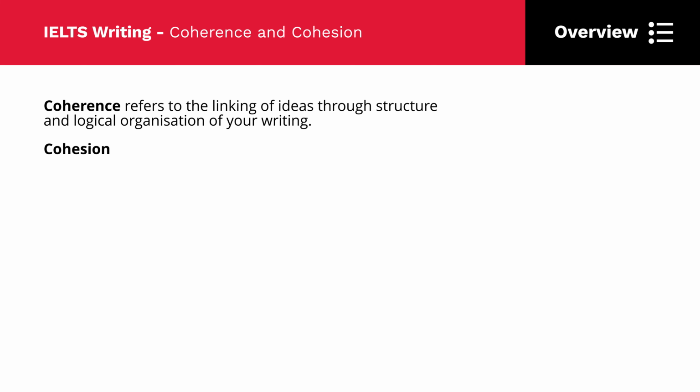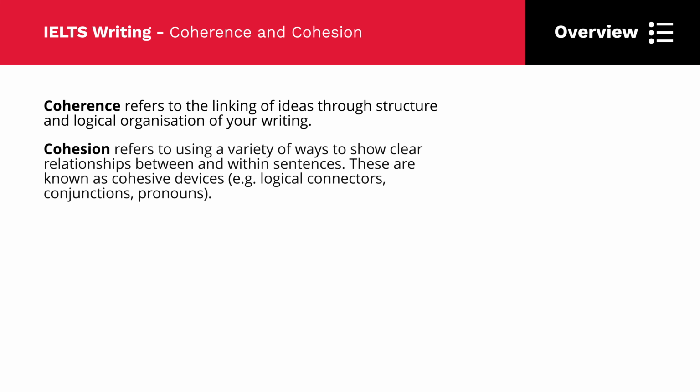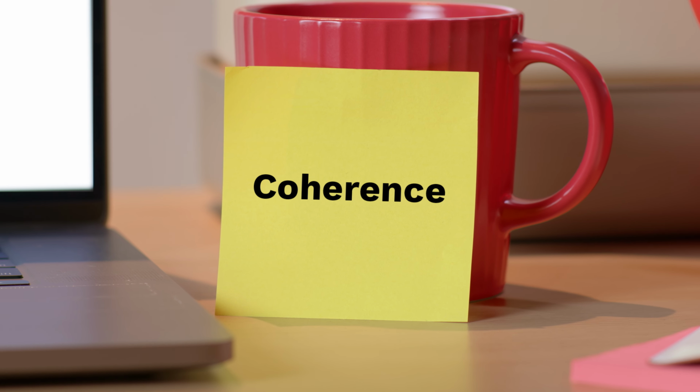Coherence refers to the linking of ideas through structure and the logical organisation of your writing. Cohesion refers to using a variety of ways to show clear relationships between and within sentences. These are known as cohesive devices. Let's have a closer look at this.